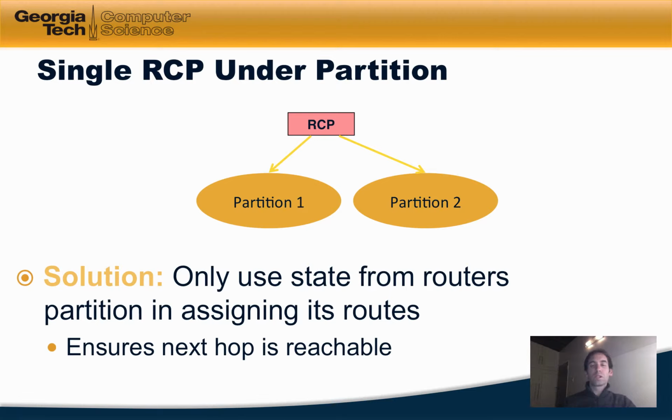You can intuitively see why, because for example, if the RCP never assigned a route learned from partition 2 to a router in partition 1, then effectively partition 1 and partition 2 are simply just acting as independent networks with a common routing control platform.